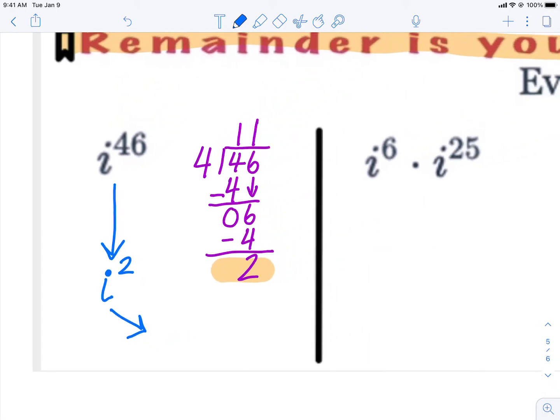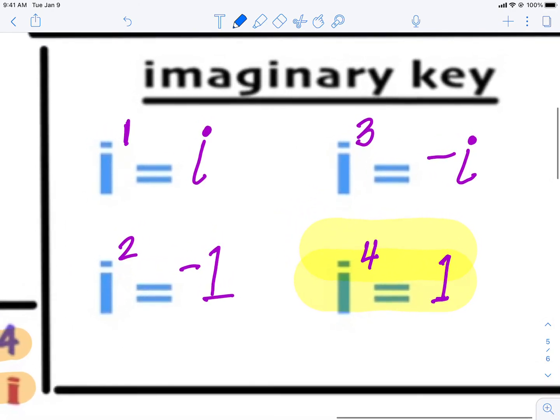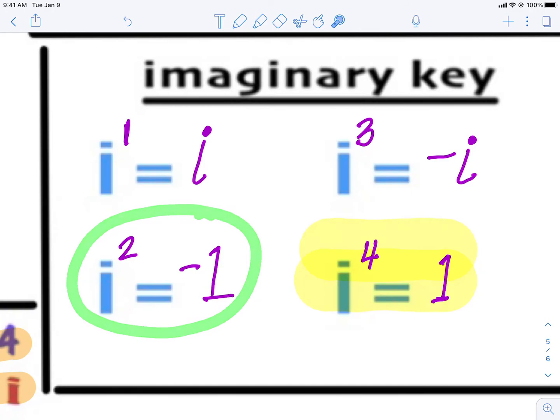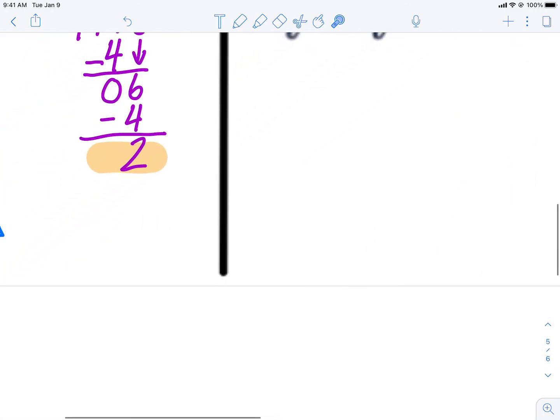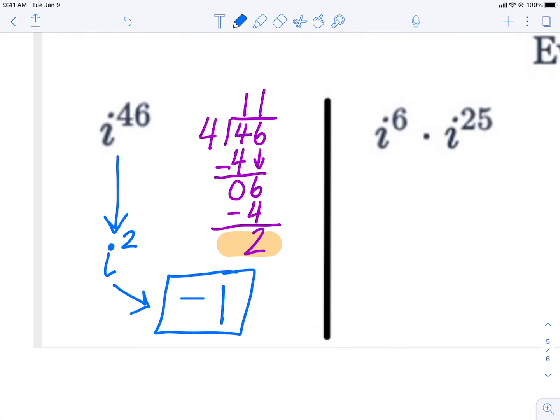Well, let's check our key again. What is I to the power of 2? I to the power of 2 is negative 1. So this answer right here evaluates to negative 1. And that's the answer right there.